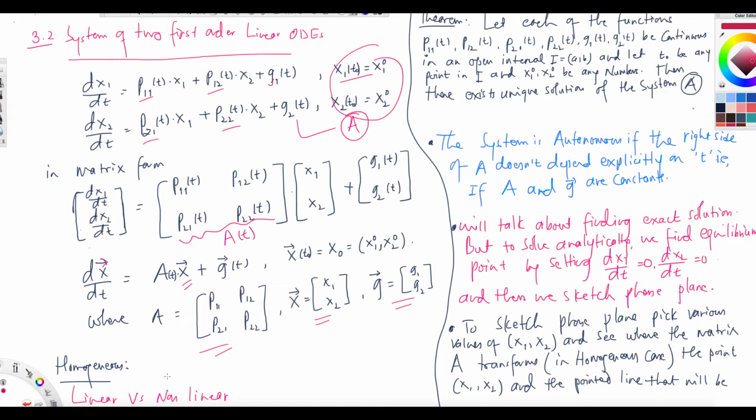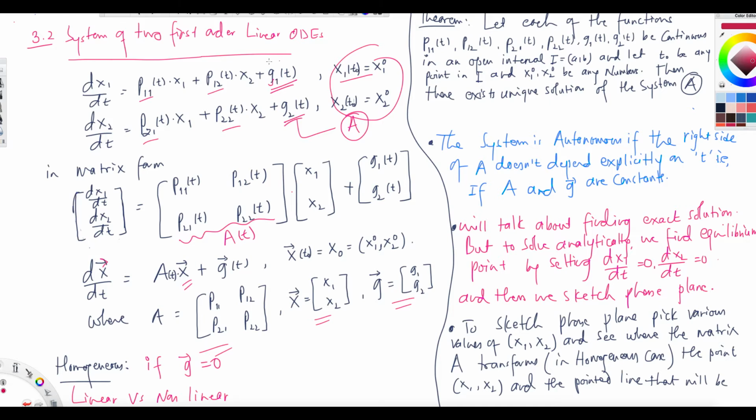Okay, so we call this system homogeneous if there is no separate constant term. That is, if g1 is 0 and g2 is 0, or the vector g equals the 0 vector. Meaning there is not this term and that term, and you will have just x1 and x2 terms only: p11 x1 plus p12 x2, p21 x1 plus p22 x2, but no separate terms, no terms without x1 and x2. In that case we call it homogeneous.